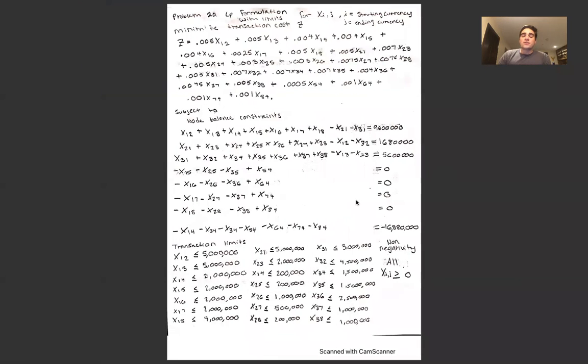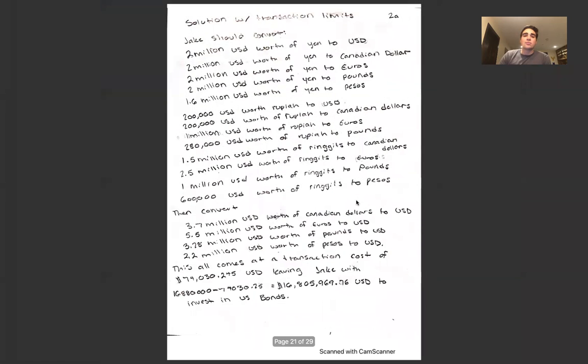So part B of this problem, so actually we'll discuss the solution first. So the solution here is that Jake should convert 2 million USD worth of yen to USD, 2 million USD worth of yen to Canadian dollar. So after they've converted to USD, Canadian dollar, pounds, pesos, euros, then they can convert from those other transport nodes to USD. So here are the values that they should convert out, and it just all should add up.